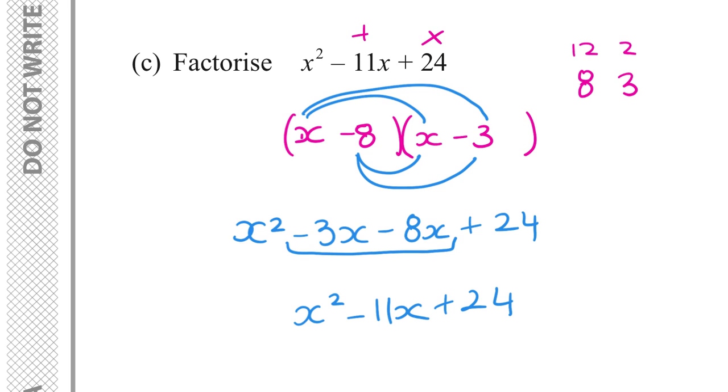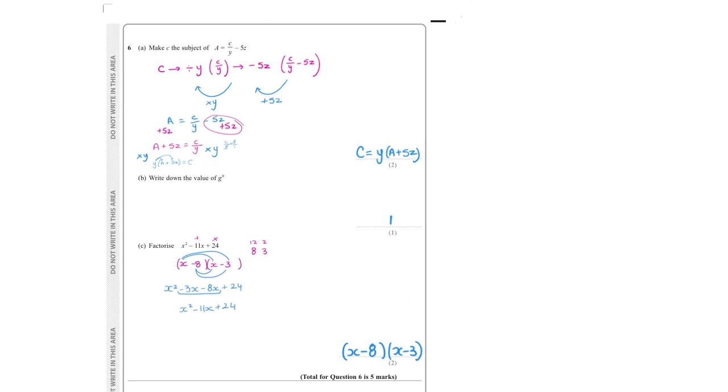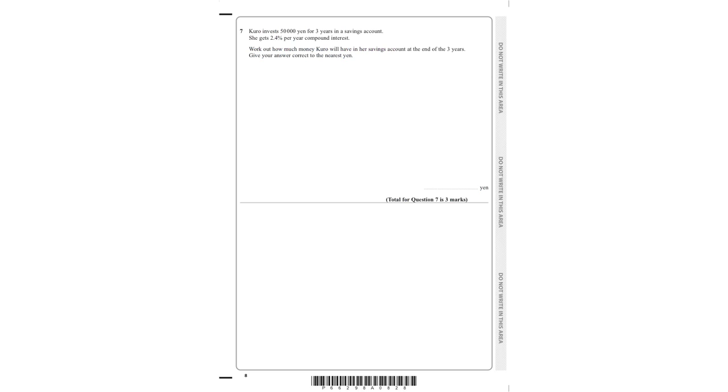And I would do this right there and then to double check, because there's no excuse for anyone not to be able to get these 2 marks if you double checked. So we're going to get x minus 8, x minus 3. And there's 2 marks. Okay, 2 marks.